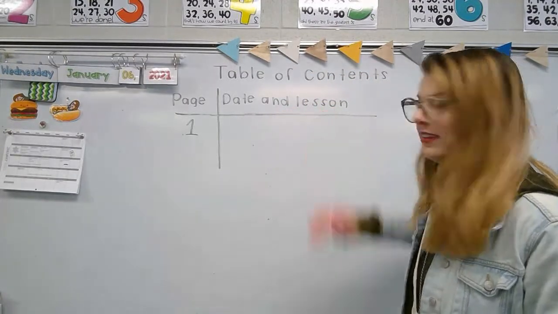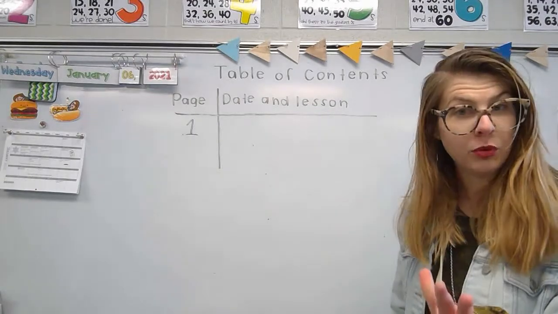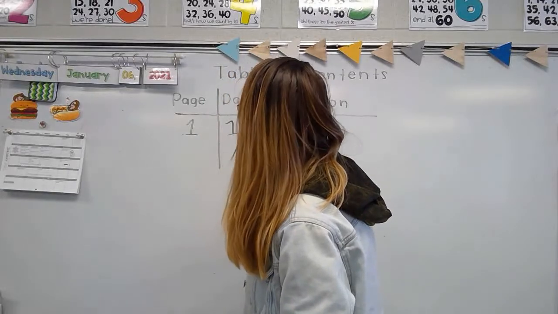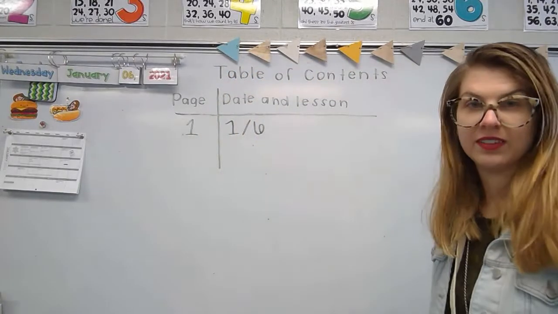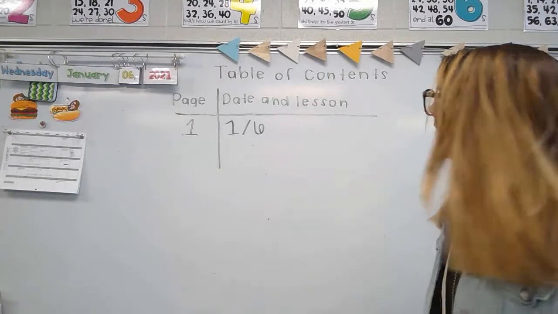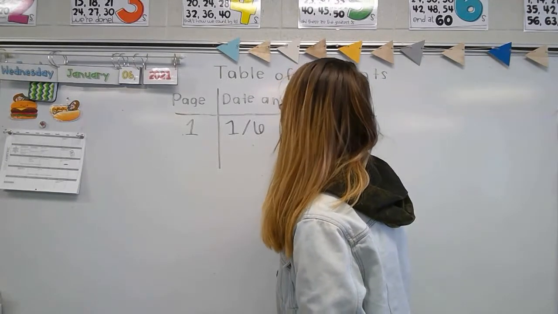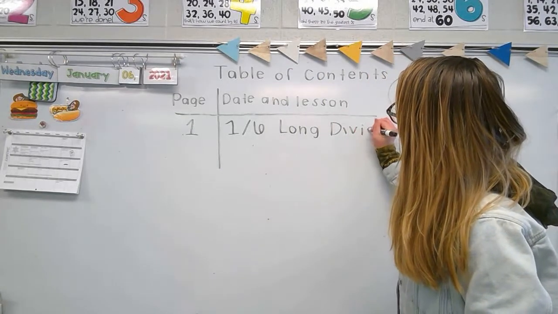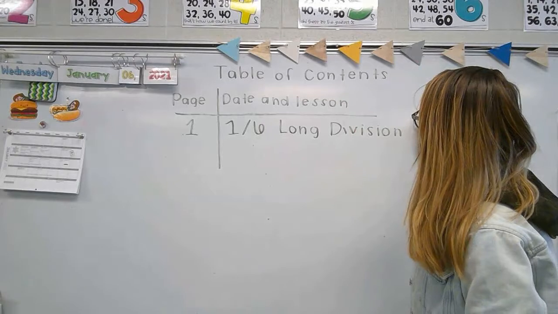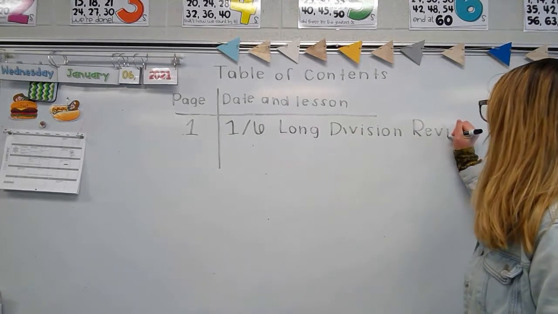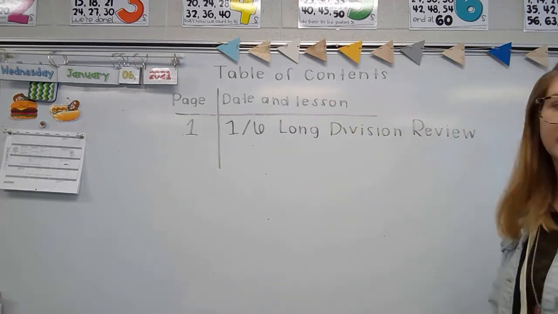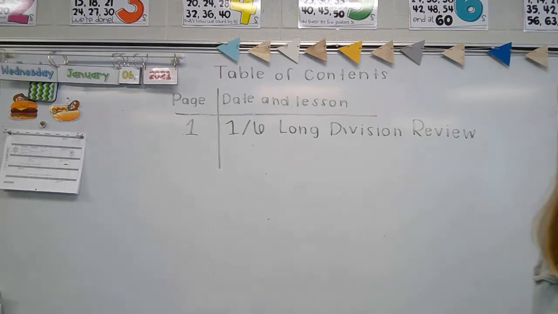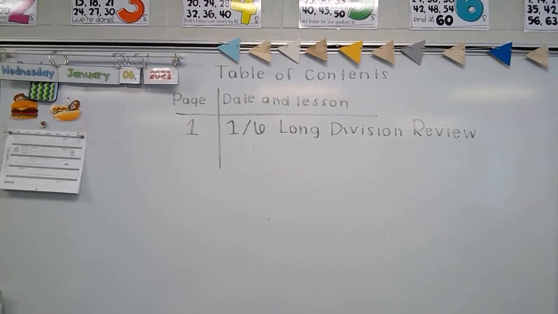Underneath date and lesson, you're going to put today's date in shorthand. You don't have to write out the whole day. So in shorthand, it is January 1/6 because it's January 6th. And our lesson is called Long Division Review. Like so. So if you need to pause for more time, take a moment and get this information written down into your table of contents.